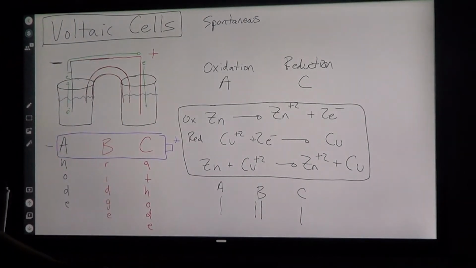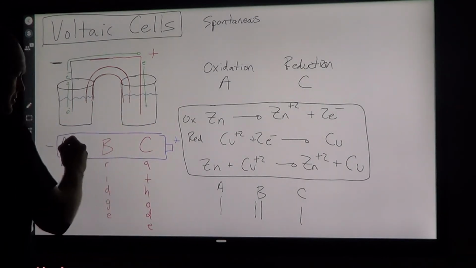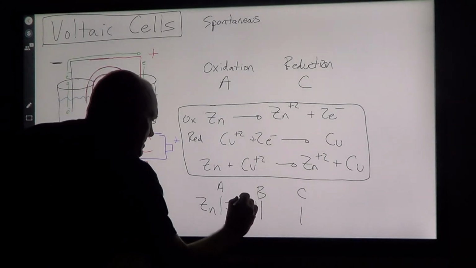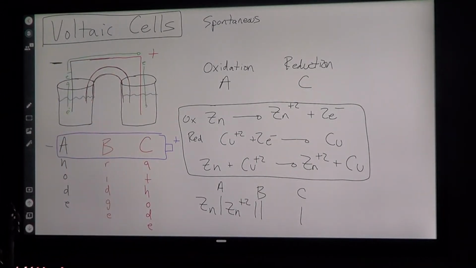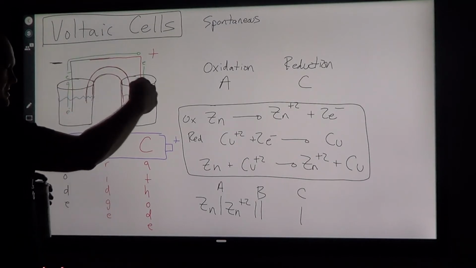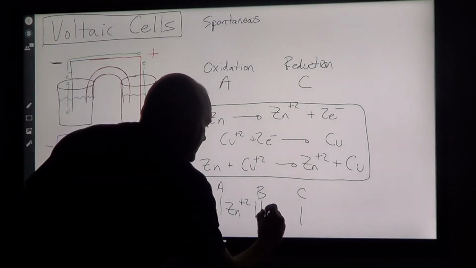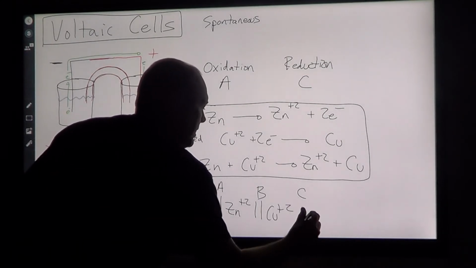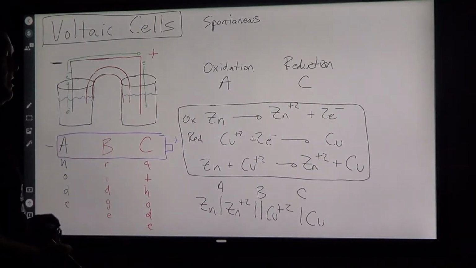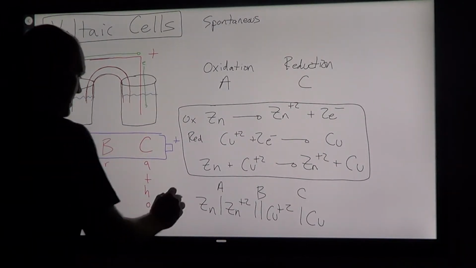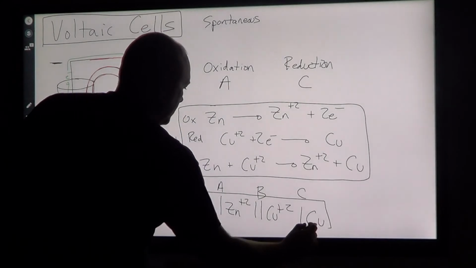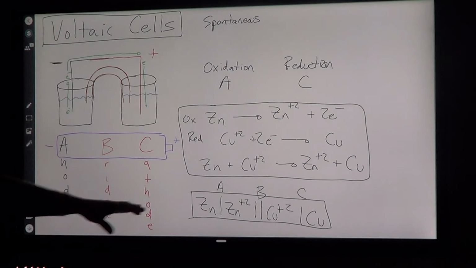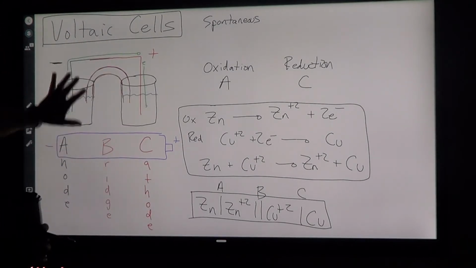So the way we denote these is at the anode, we have zinc becoming zinc plus 2. And then over here in this other side, at the cathode, we have the copper plus 2 becoming copper. And so this is the shortcut that we use if we don't want to have to draw this whole setup.